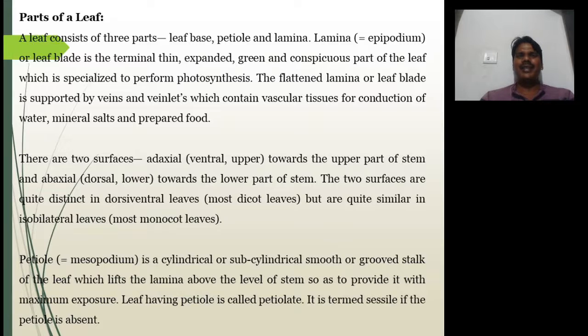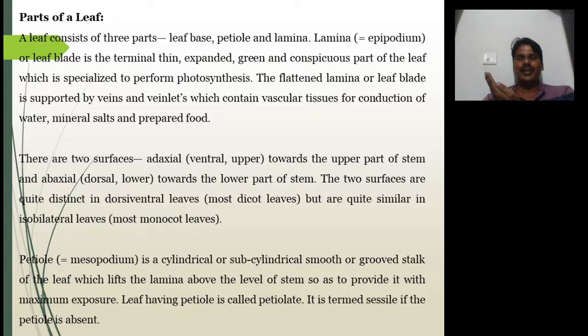So next point, there are two surfaces, the adaxial surface and the abaxial surface. The ventral surface is called the adaxial surface. Adaxial is towards the upper part of the stem and abaxial towards the lower part of the stem. If we consider this is the leaf, this is the upper part, this is the lower part. So this is the abaxial and this one is the adaxial. That means the upper part toward the stem is the ventral and the lower part is the dorsal.